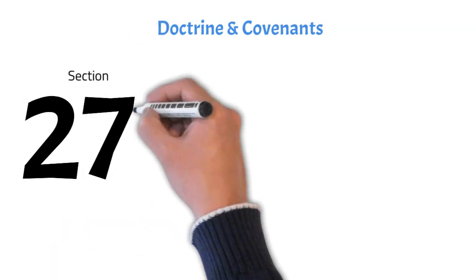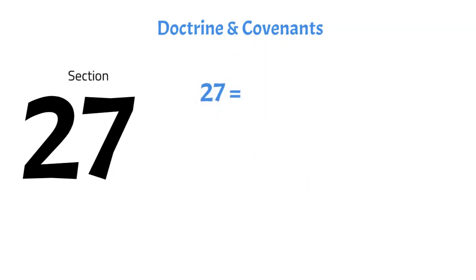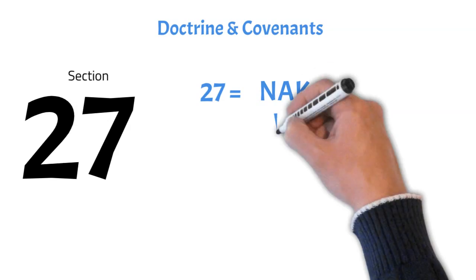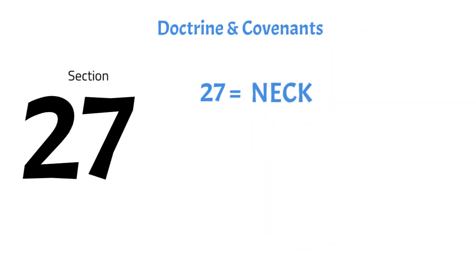For example, going back to section 27, the 2 is an N and the 7 is a K. N-A-K doesn't work, but N-E-K or neck does. We already associated a person grabbing their neck after being poisoned. Water is now approved for use in the sacrament. But we don't have to stop there.